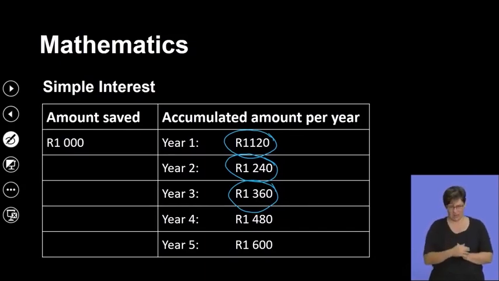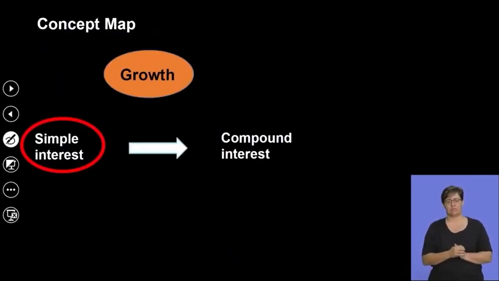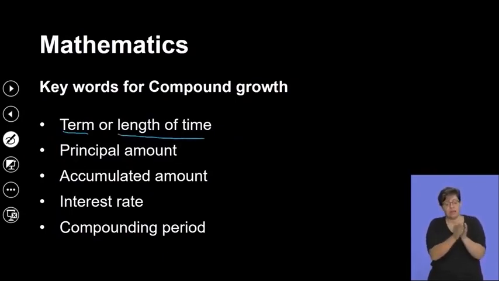And now we're going to look at compound interest, which is the main focus of today. So the keywords for compound interest include the term, or length of time. When we say term and length of time, the reason we don't say number of years or anything like that is because under compound growth, there is what we call compounding periods, right?